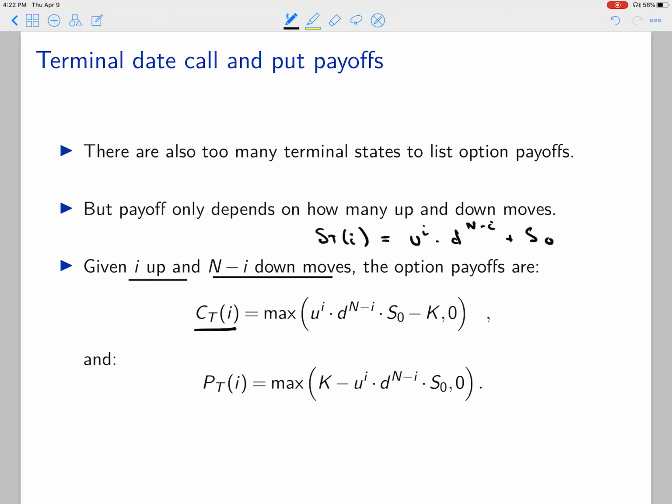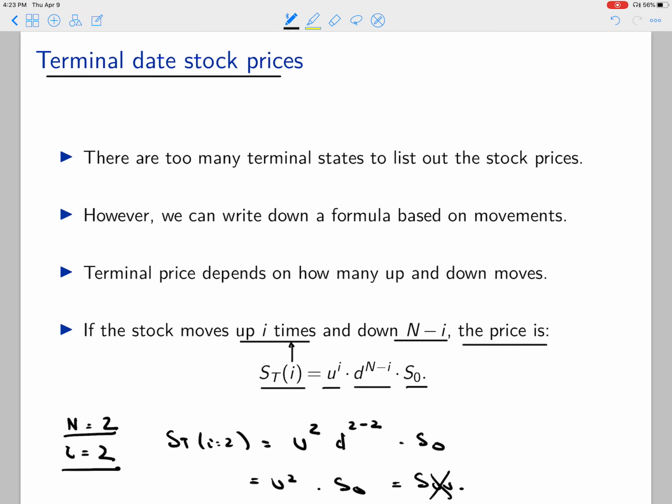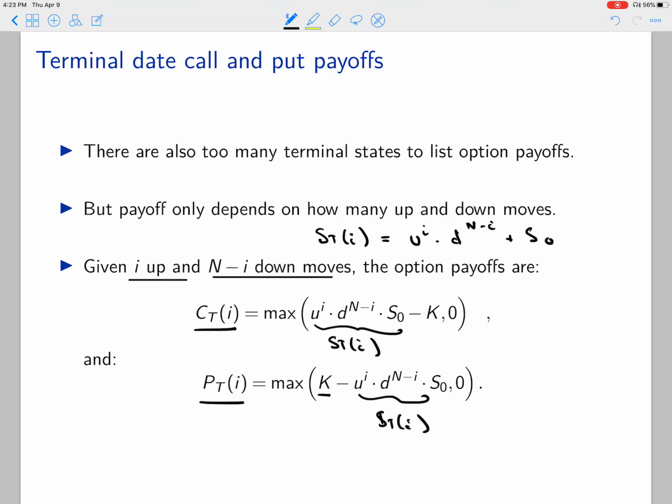Okay, and so the call option payoff in this state, or in this certain sequence of events, C_T of i, is just going to be equal to the stock price from i up movements, S_T of i, just u to the i, d to the n minus i times S0, minus the strike, or 0. And equivalently, the put option payoff is just going to be the strike price minus S_T of i as well. So all we're doing here is getting rid of the state notation, moving it into up movement notation, and saying that the stock price, the call, and the put payoff are all just functions of the number of up movements in this multi-period economy, which we can calculate via very simple formulas. It leaves us with only n plus 1 computations instead of 2 to the n.